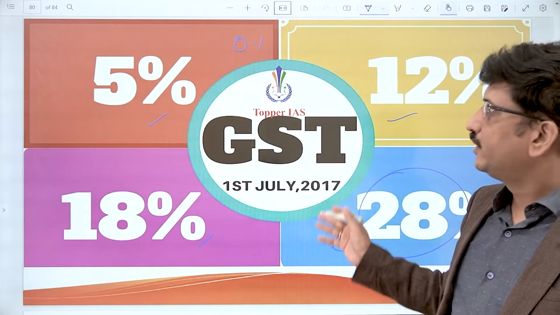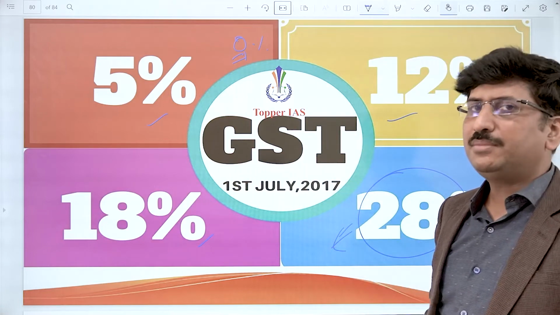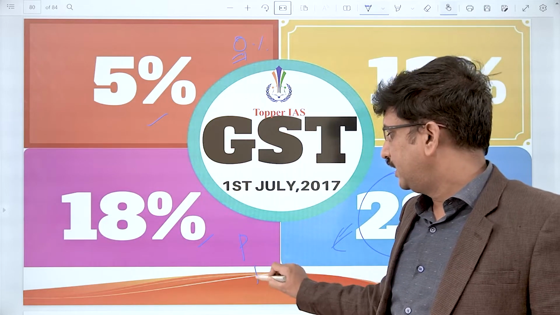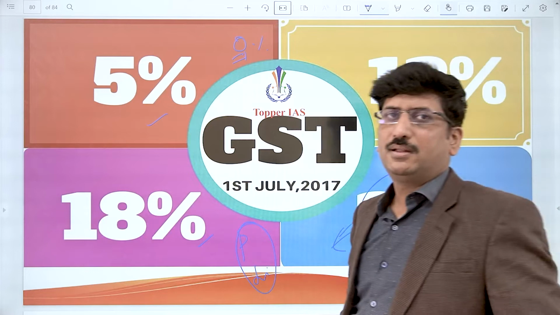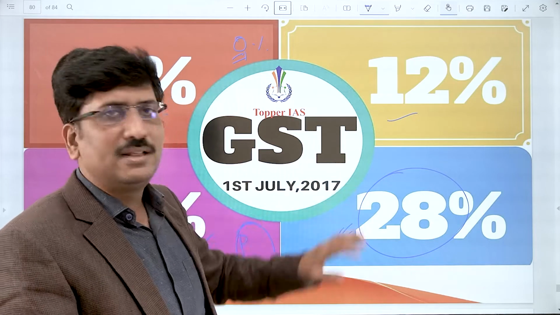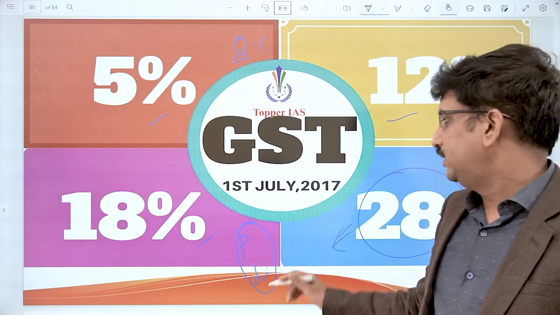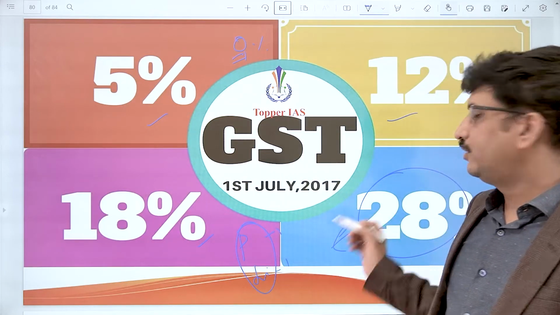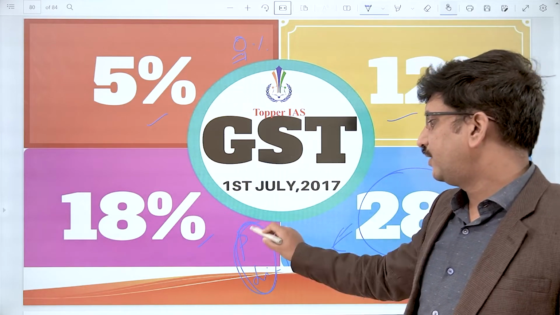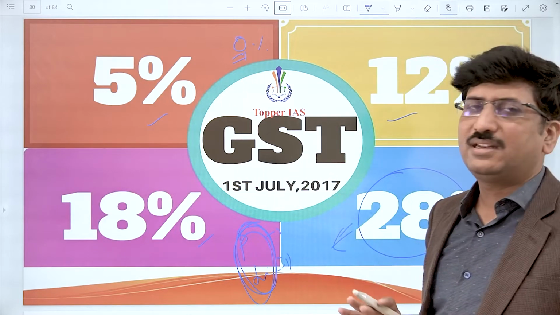So different slab rates. I said that some things are not taxed, that is 0% GST, but some things are outside the purview of the GST, like petrol and liquor. On these products, GST is not put. Actually, it is better to bring them under GST. But the tax on petrol or liquor is more than this 28%. If you take it totally, it comes to around 50%, and it is a huge source of revenue for the government. So actually, these two things are kept out of this GST component.